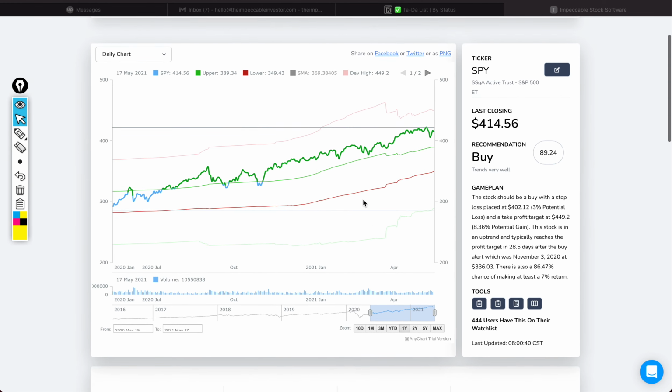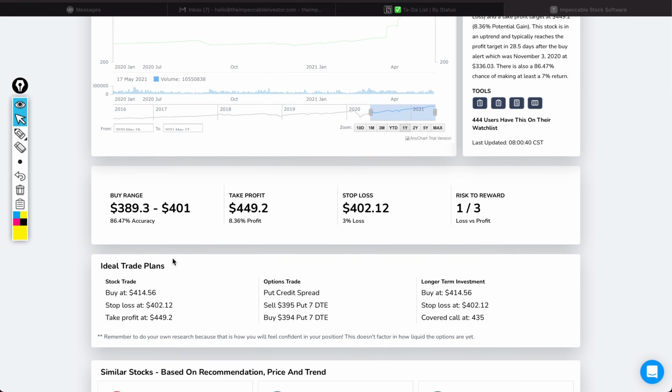So as you can see, here is SPY, and you can see here that on the ideal trade plans, there is an options trade, and it has a put credit spread: sell the 395 put 7 DTE, buy the 394 put 7 DTE. So let's break this down.